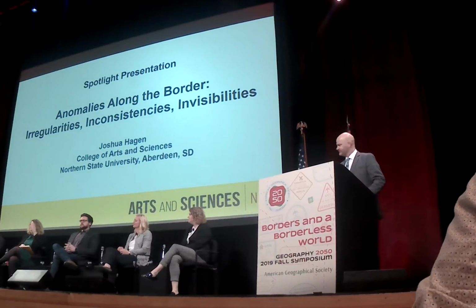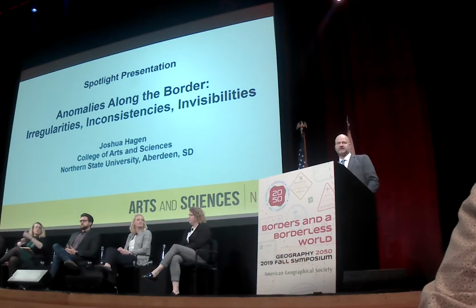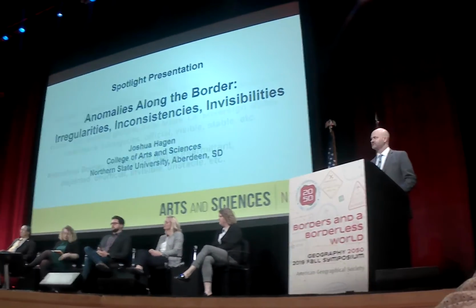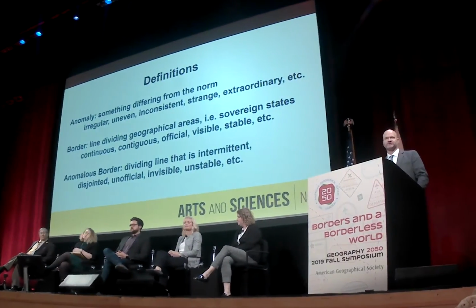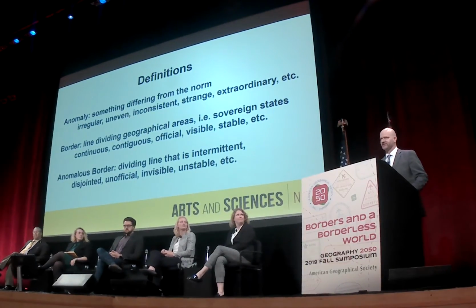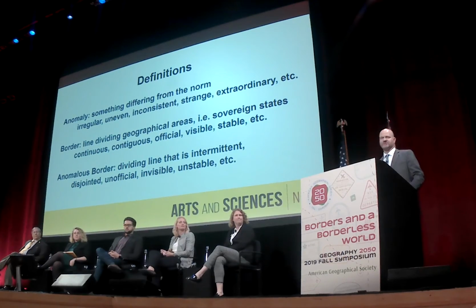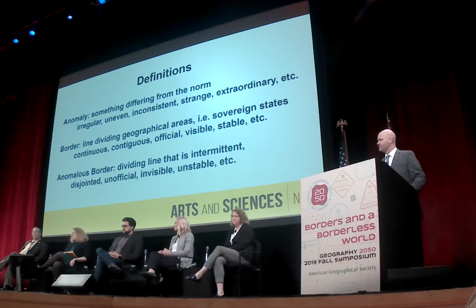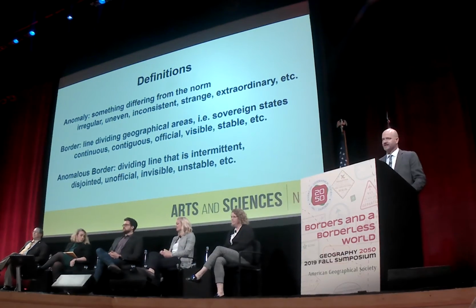Good afternoon. I was asked to talk about anomalies along the border, and as an academic, I first thought of, well, what does that actually mean? So I went to Google and Wiktionary and looked up anomaly. What is an anomaly? Well, it's something that's different from the norm. It's something that's irregular, inconsistent, strange, extraordinary.